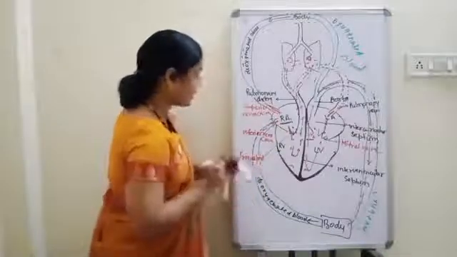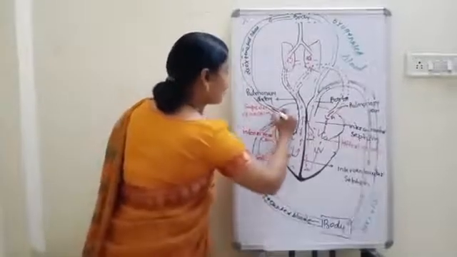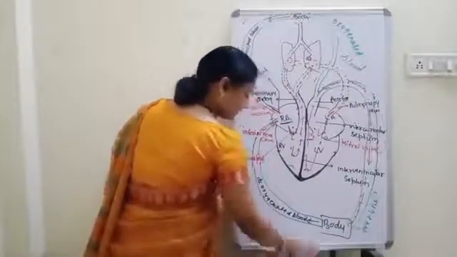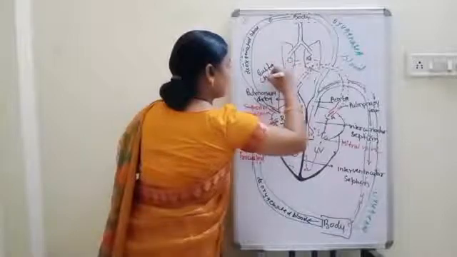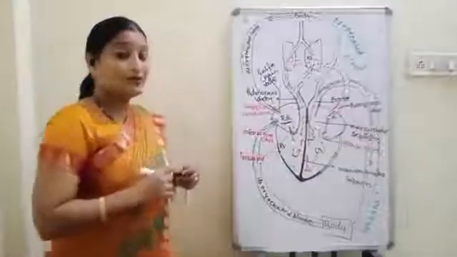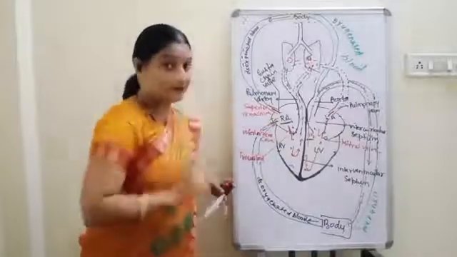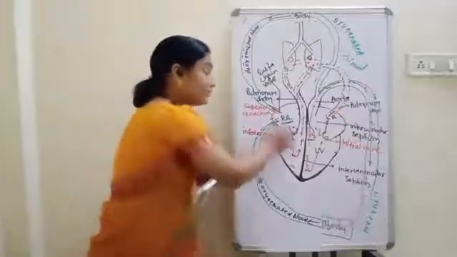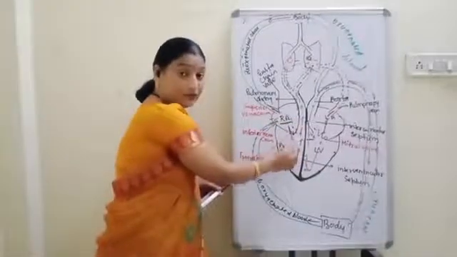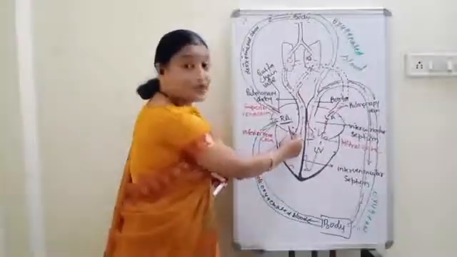Now I am writing the name. The valves that are found here are called eustachian valve. Now, with the help of these valves, the blood will not backflow. Then the blood will move in, and through the right auricle it will go to the ventricle. As soon as it comes to the ventricle, these tricuspid valves are present here.